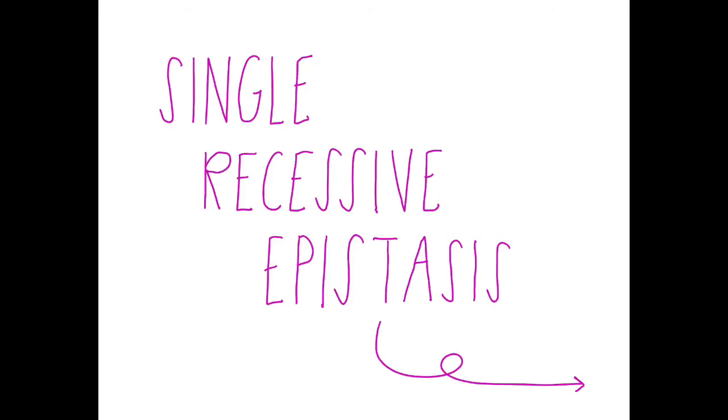Let's think about wearing a Halloween costume. Just because you put on a costume doesn't change your genetic makeup, but it does change how you look. We can consider that costume to be like a gene that shows epistasis because it masks the expression of your actual appearance. One mode of epistasis is called single recessive epistasis.